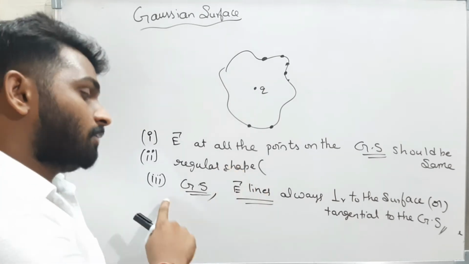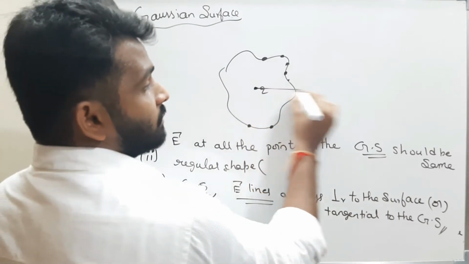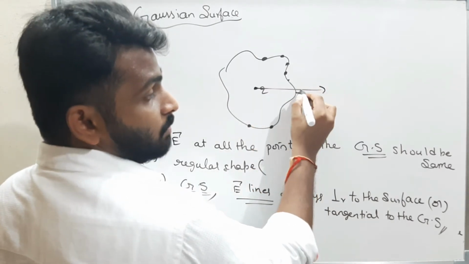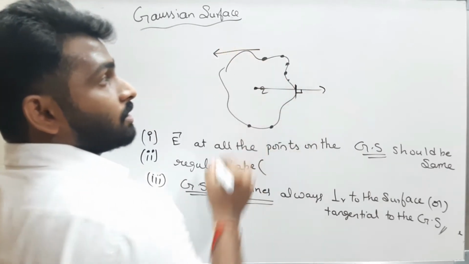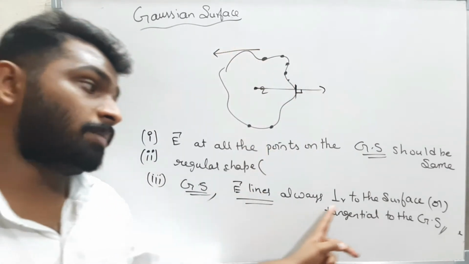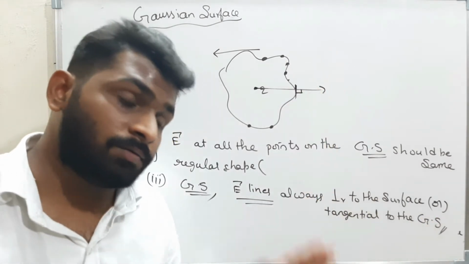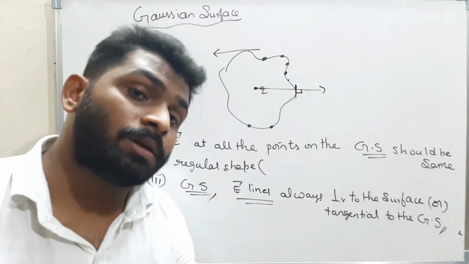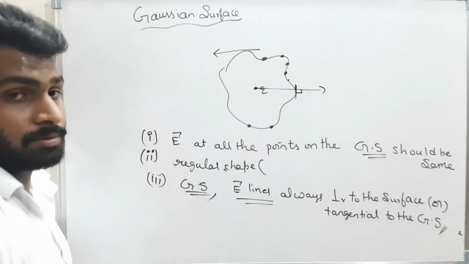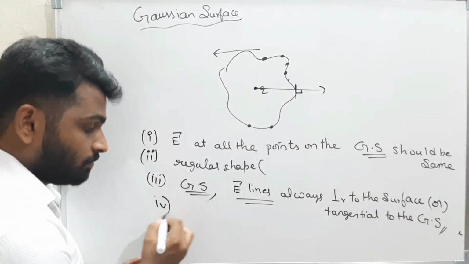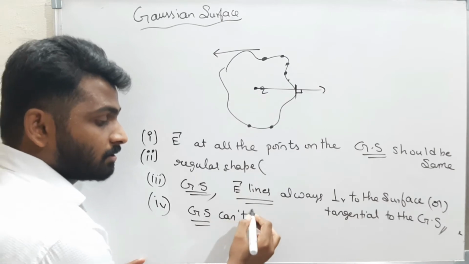That's all. Now, third one, for the Gaussian surface we should assume that the electric field lines, these are the electric field lines, are always perpendicular to the surface, or they have to be tangential to the surface. They should not make some angle. If they are making some angle, then it's very difficult to find the flux. Always these three points have to be assumed. And one more point. The Gaussian surface can't pass.